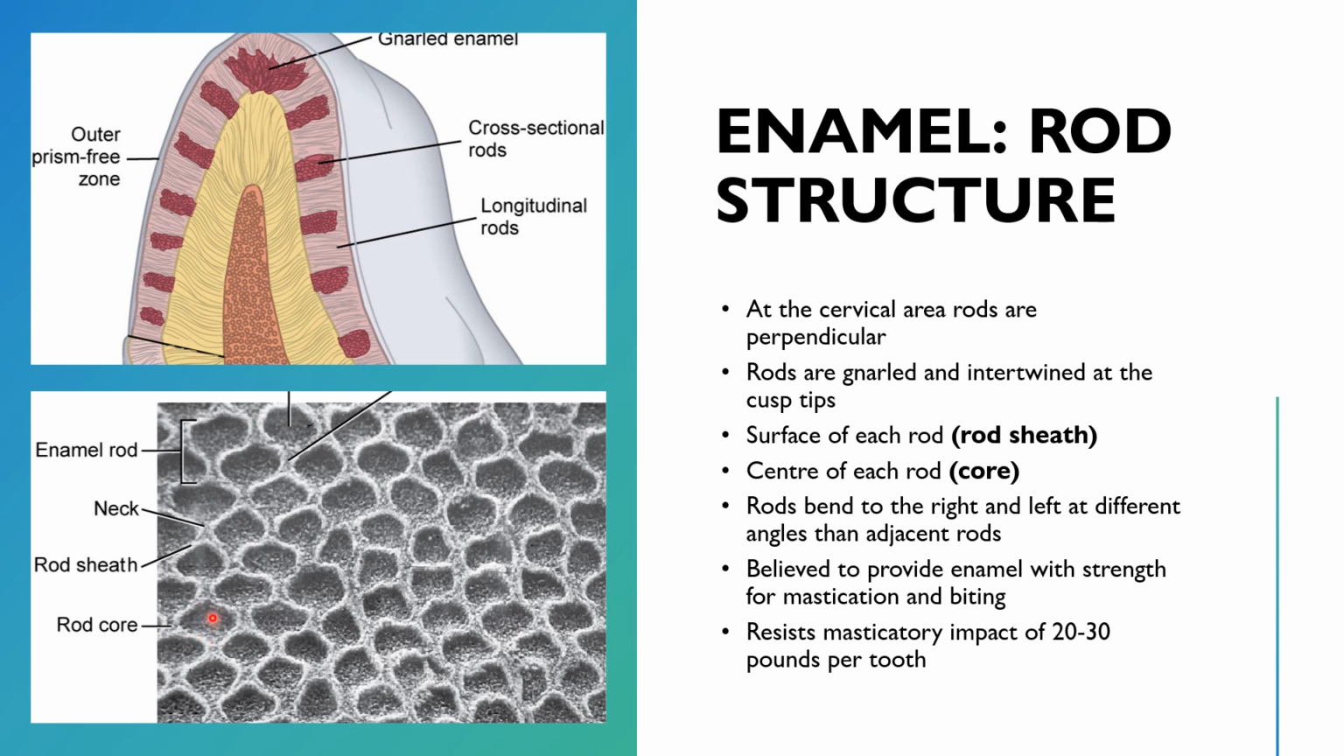And then again, those rods are going to bend to the right and to the left at different angles. And this is what is believed to actually provide the enamel with its strength so that it can withstand all of the forces of chewing and biting. So our teeth and the enamel can actually resist the masticatory impact of around 20 to 30 pounds per tooth. Okay, so imagine how much force we can actually place on our teeth, 20 to 30 pounds.